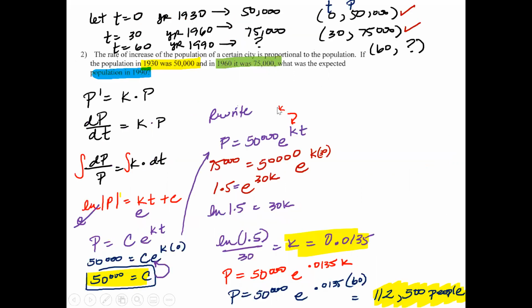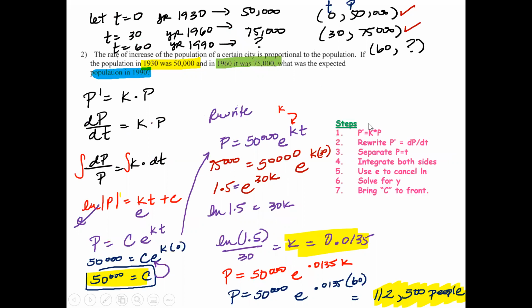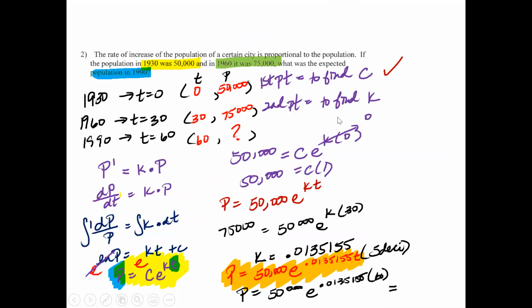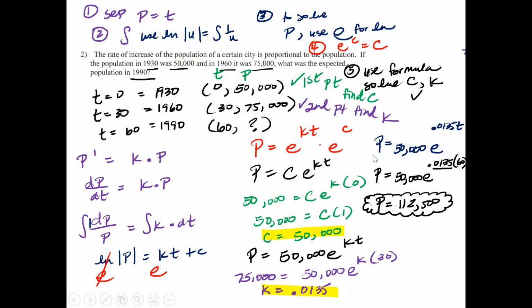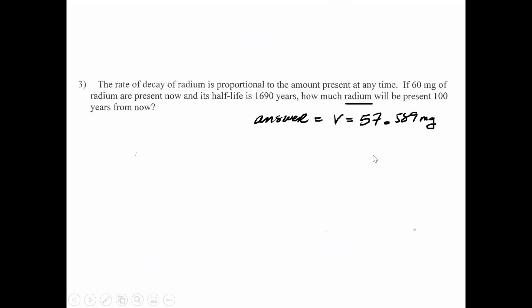All right, you guys, let's go ahead and take a look at example number 3. Number 3 is going to be on the rate of decay of radium. Go ahead and pause the video and see if you can try it on your own. I do have the answer provided for you, so go ahead and do that. Okay, I'm going to go over it with you guys because you can unpause it now.